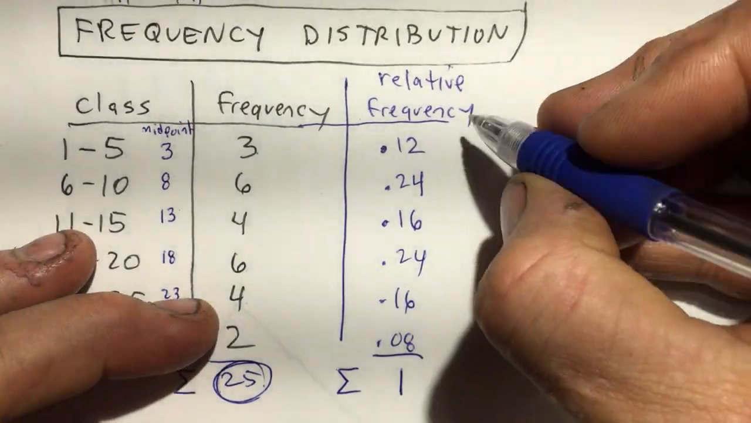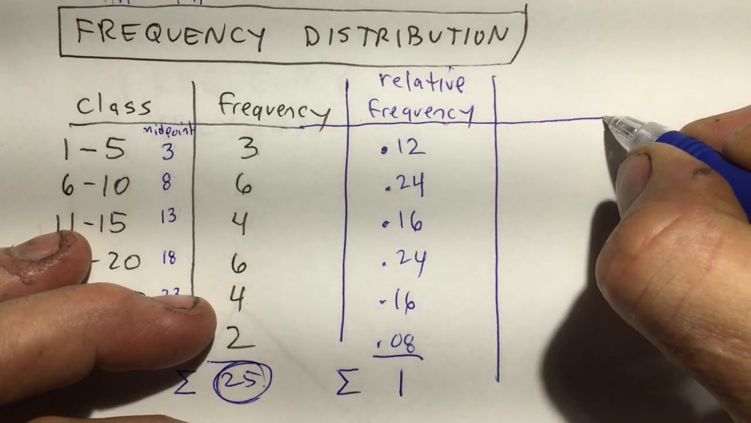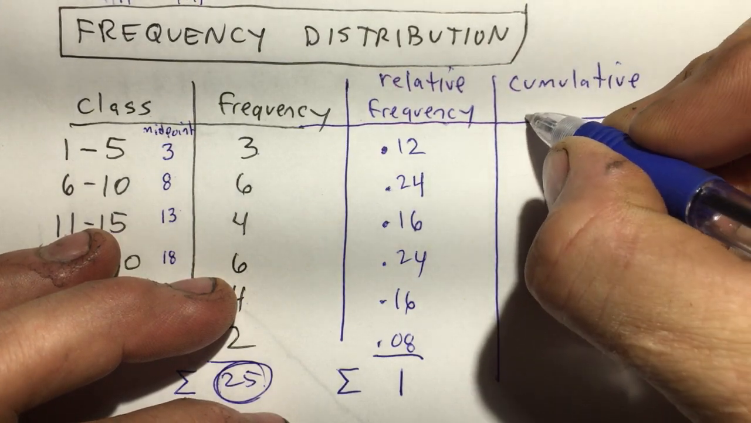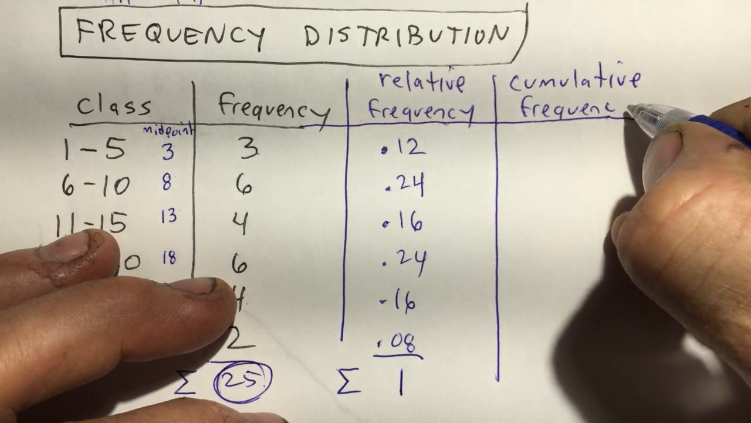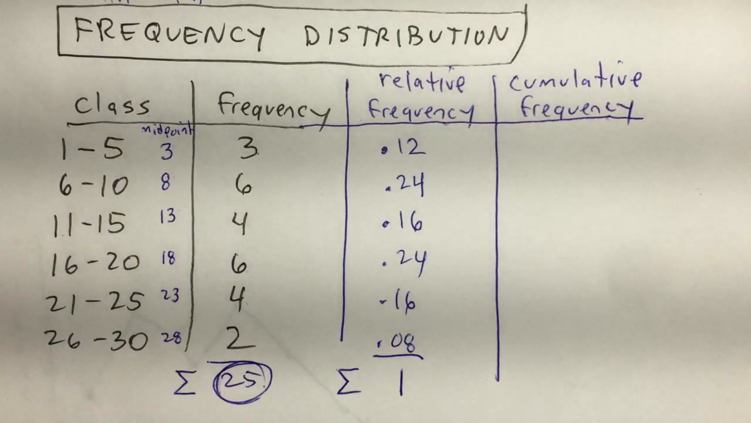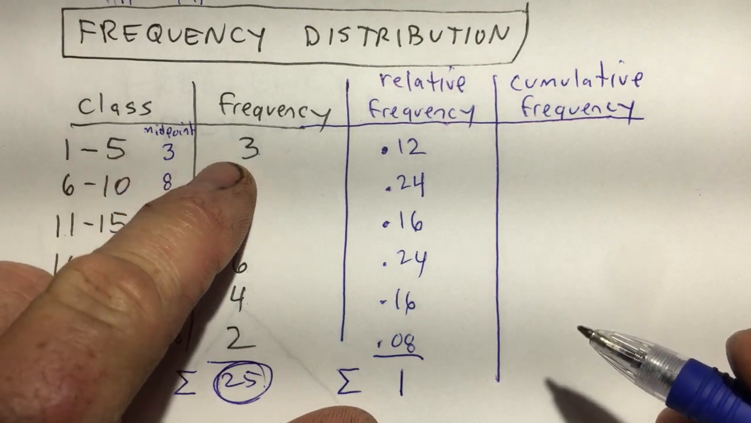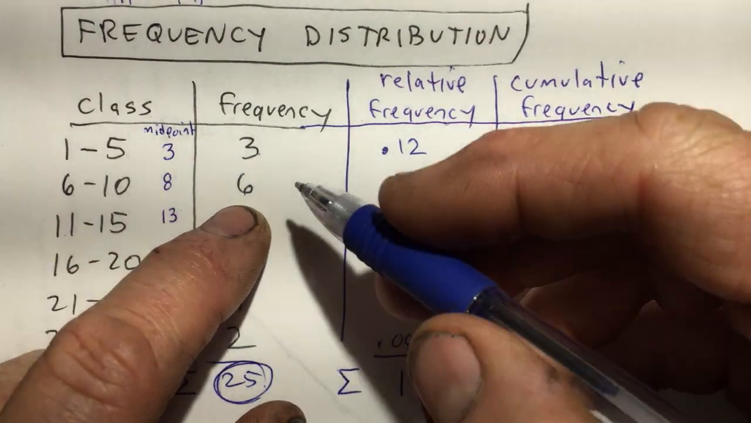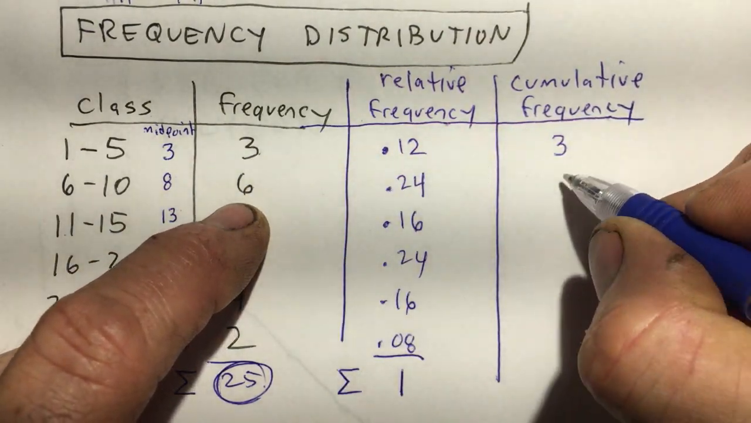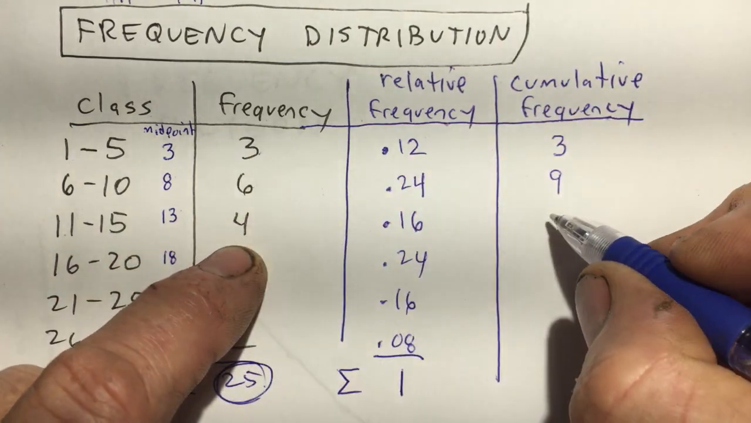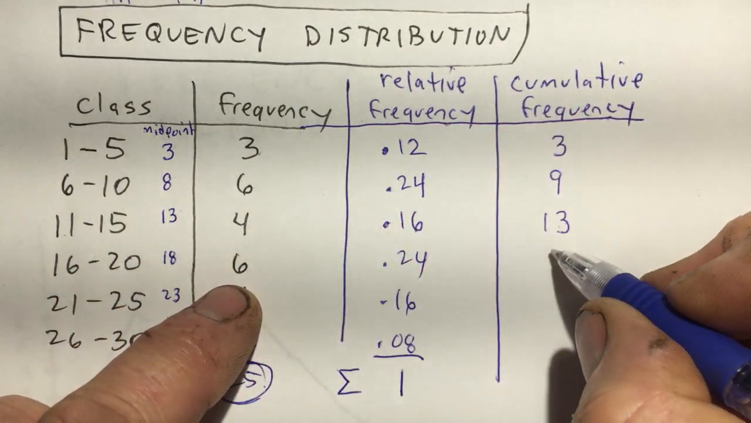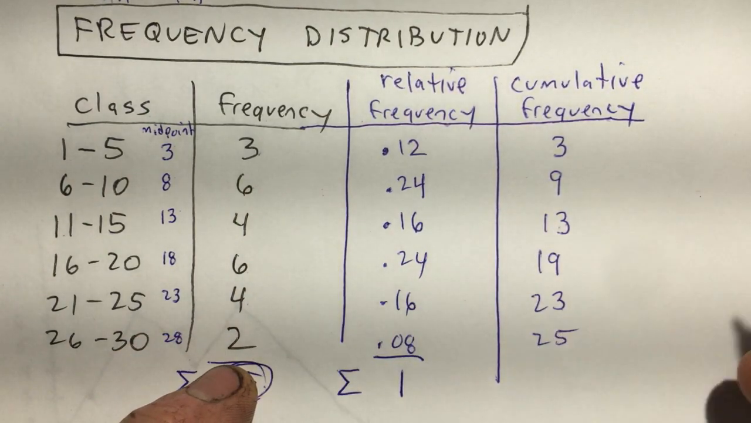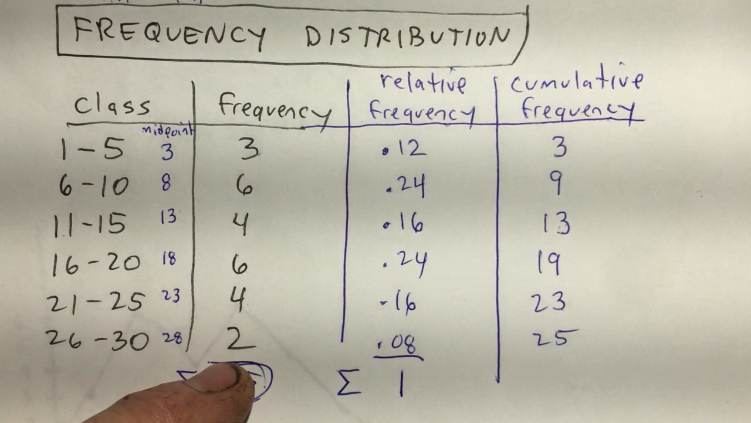Okay. And then one other thing we're going to have is cumulative frequency, which is the total frequency up to that point. So like right here from class 1 to 5, we have a total frequency of 3. From 6 to 10, well, I've got those 3 plus now I got 6 in that class, which is 9. So I just add these up. So 9 plus 4 would be 13. 13 plus 6 would be 19. 19 plus 4 is 23. 23 plus 2 is 25. And these are my cumulative frequencies.